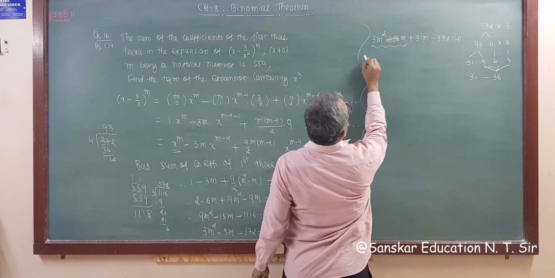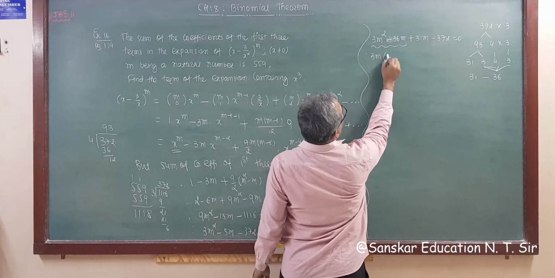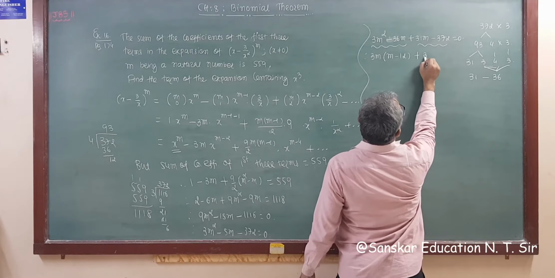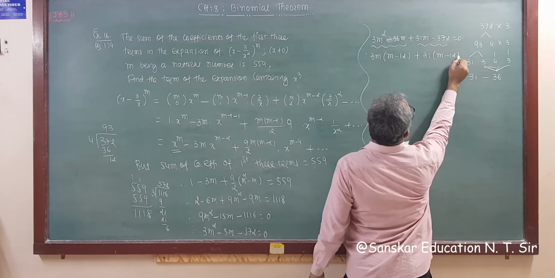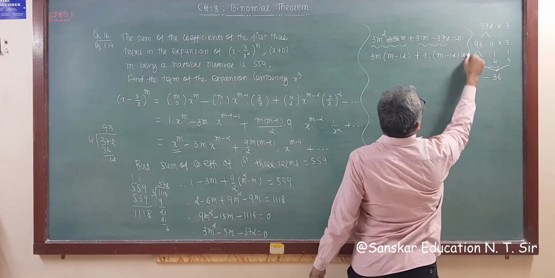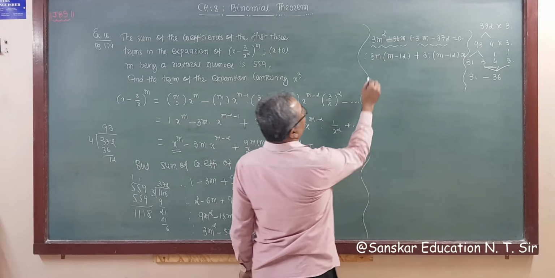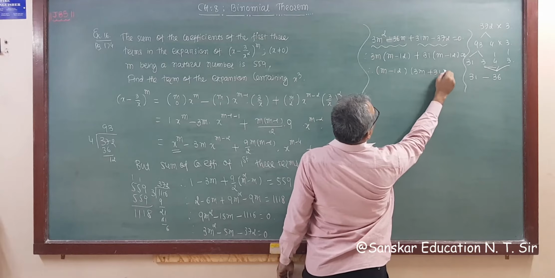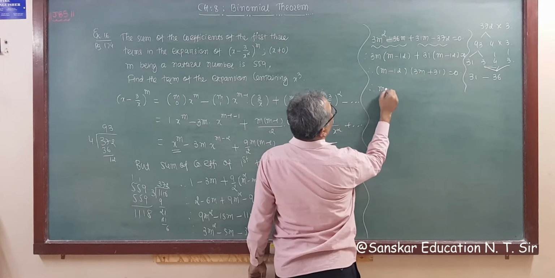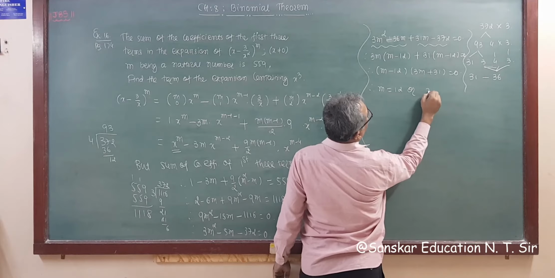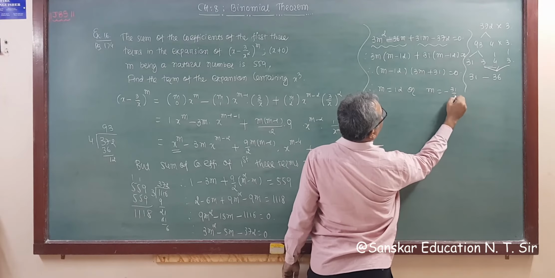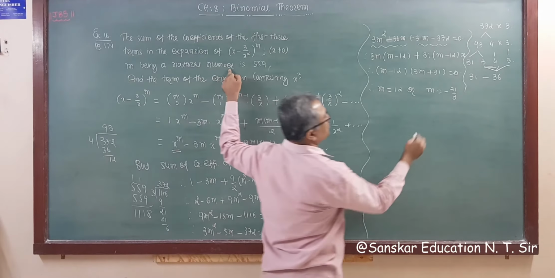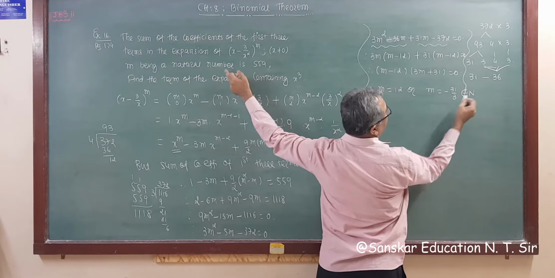Taking 3m common, we get m minus 12, plus if we take 31 common, then we get m minus 12, is equal to 0. So m minus 12 into 3m plus 31 is equal to 0. So m is equal to 12, or m is equal to minus 31 by 3, which is not a natural number. That does not belong to N.